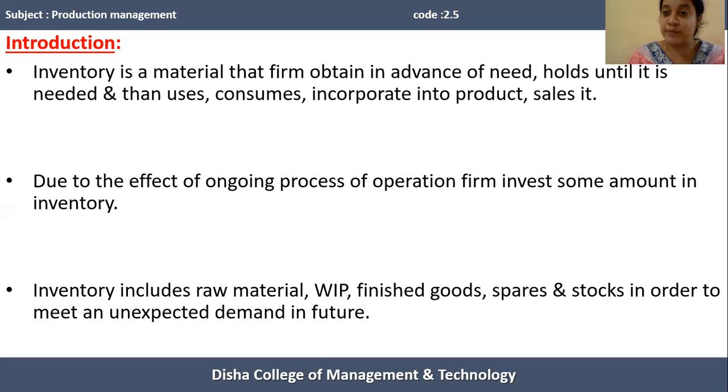In inventory management, we are going to discuss in detail all aspects or all items which are necessary for manufacturing a particular product.